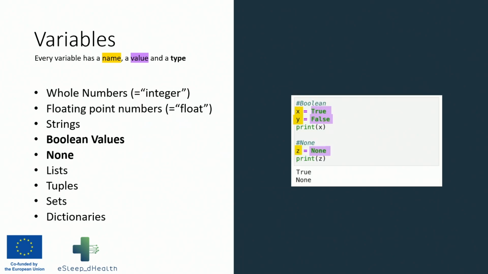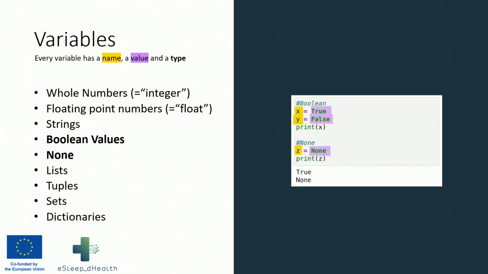Okay. Let's move on to Boolean values and None. Boolean values are variables that have either the value True or False. So Boolean values are truth values. And here we declare both possible truth values. In the first line, we have x equals True and y equals False. And you can see below how those look when we print them.